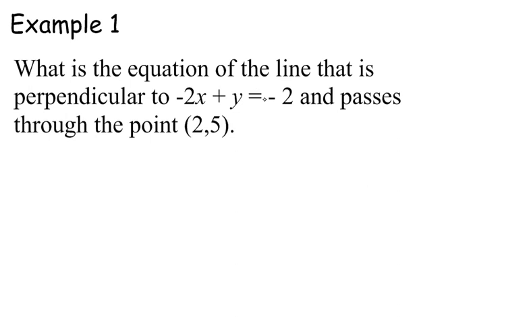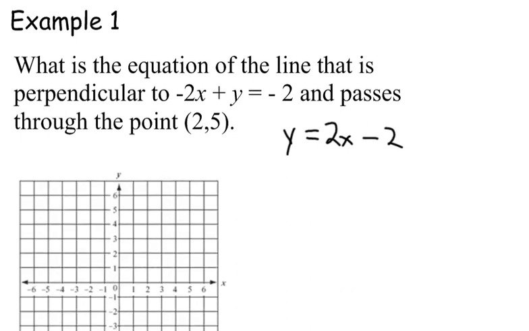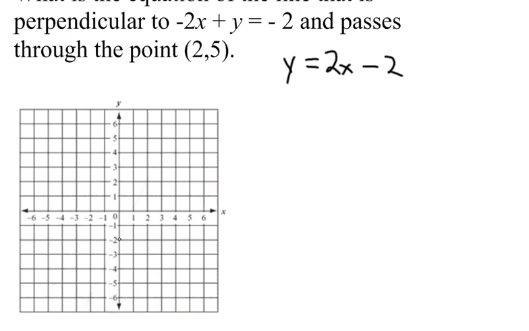Let's begin by graphing the original line. The original line is y equals 2x minus 2 in y equals form. So if we graph the original line, we begin at the y-intercept, and then go up 2 over 1, go up 2 over 1, and we would get a line that looks like this. So this is the line y equals 2x minus 2.